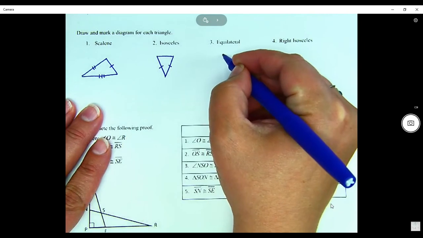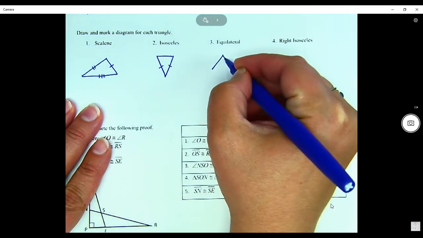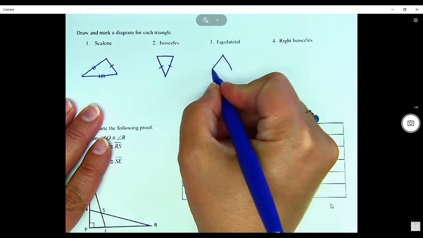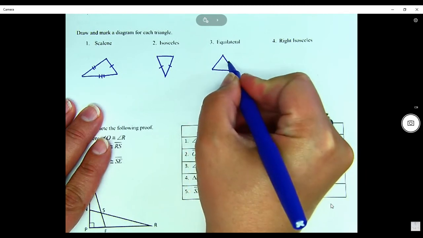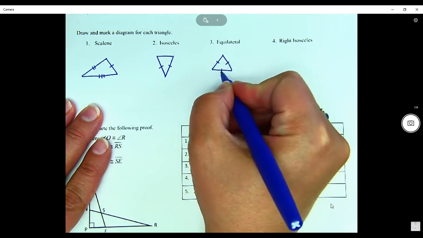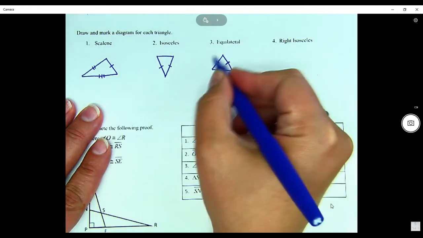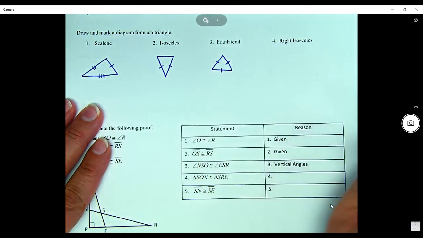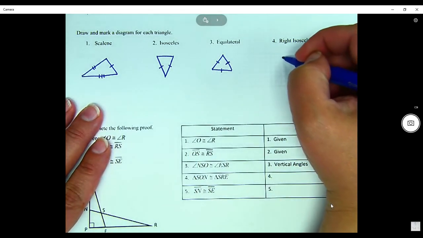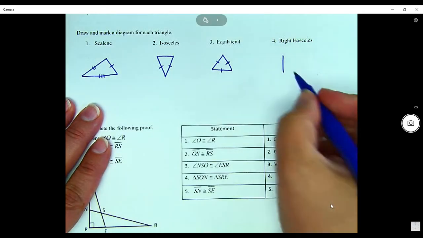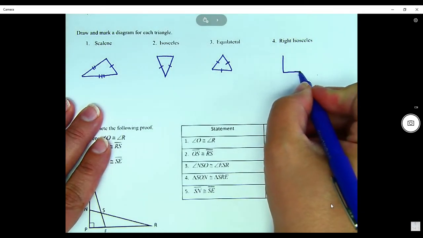An equilateral triangle has to have all 3 sides congruent, and ideally those angles would be 60 degrees. We're going to go ahead and mark all 3 sides the same, which would indicate that this is a drawing of an equilateral triangle. Now, a right isosceles triangle has to have both a right angle and 2 congruent sides.